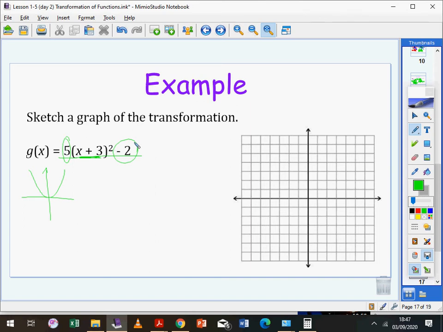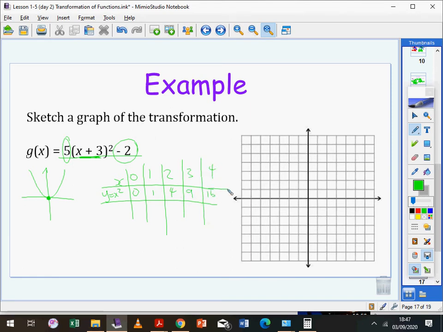Now, on this parent graph, there are some key points. One of the key points is here. When x is 0, y is 0. We put it in the table. On the parent graph, y equals x squared: when x is 0, y is 0. When x is 1, y is 1. When x is 2, y is 4. When x is 3, y is 9, and so on. When x is 4, y is 16.